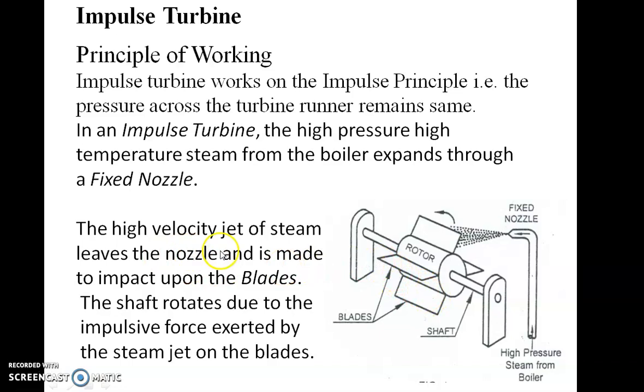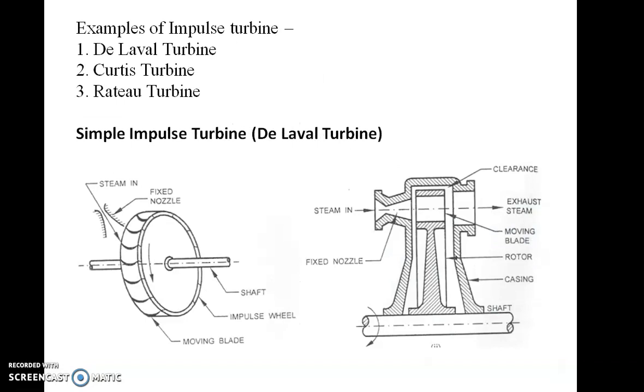So the high velocity jet of steam leaves the nozzle and is made to impact on the moving blades. The shaft rotates due to the high impulsive force exerted by the steam jet on the blades, and the same formula we are going to use for calculating the force, which is nothing but the impulse momentum principle, or Newton's second law of motion. Examples of impulse turbine.